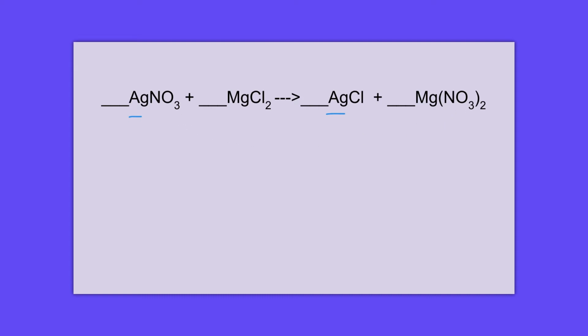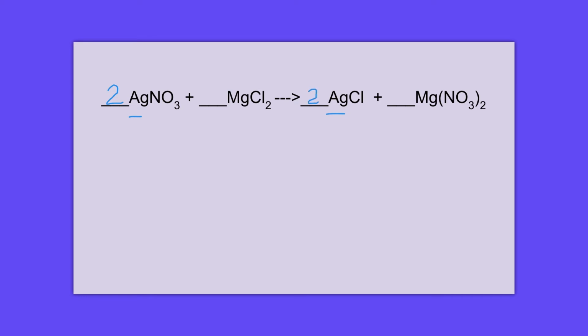So to fix that, I can put a coefficient of 2 in front of the silver nitrate. Now, make sure you understand that you're not ever allowed to write any subscripts after you've written your chemical equation. You can only put coefficients in the front. I've just doubled this entire compound. I now have 2 of them. So that means I have 2 silvers as well. So what I need to do is go to my product side and put a 2 in front of my AgCl so that I have 2 silvers on the product side as well.